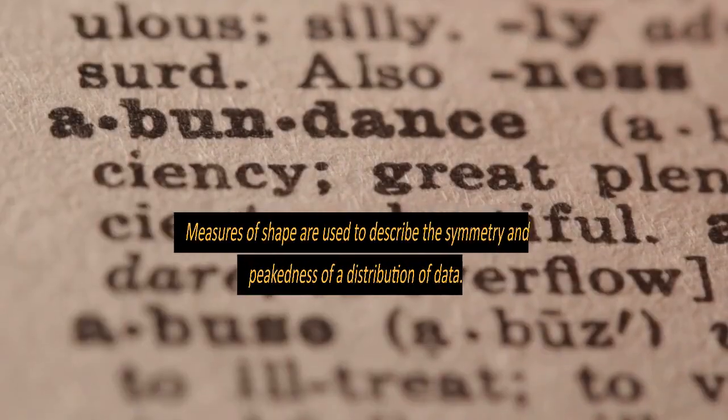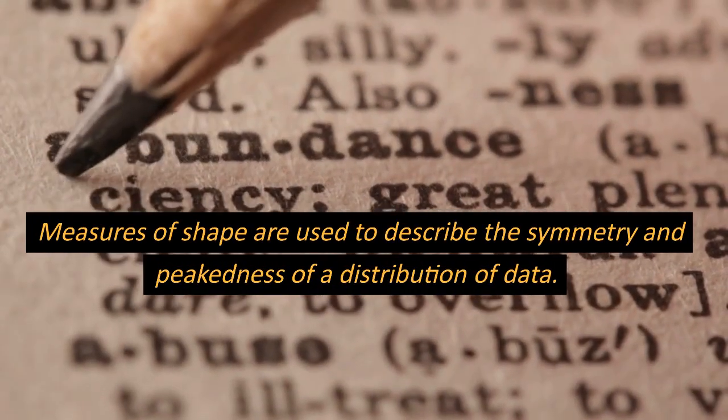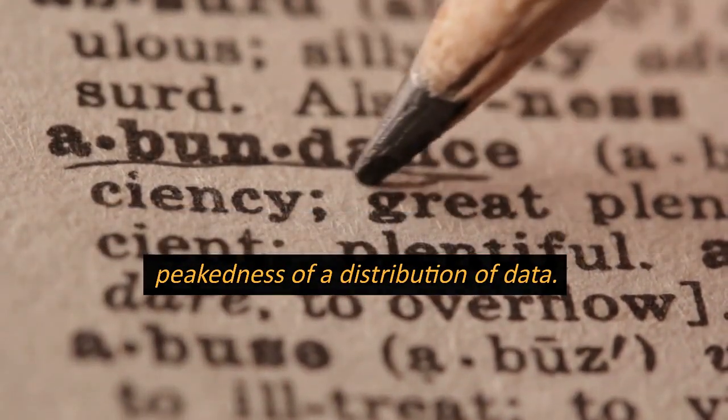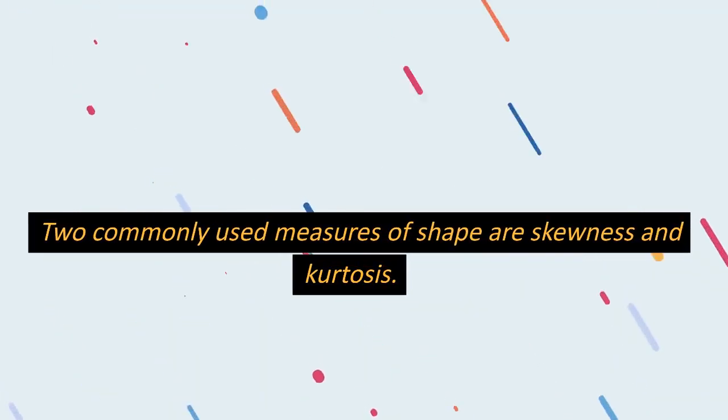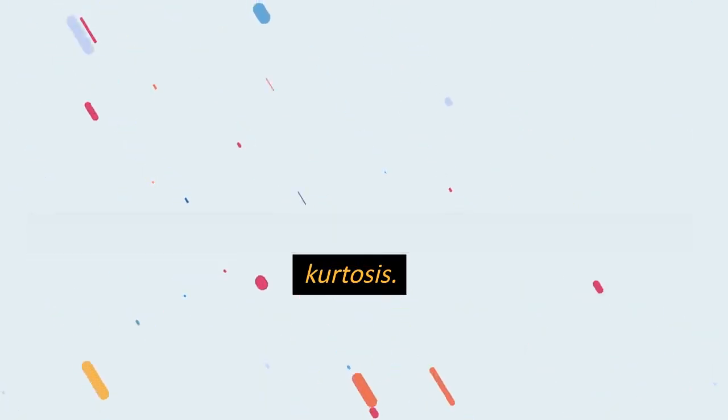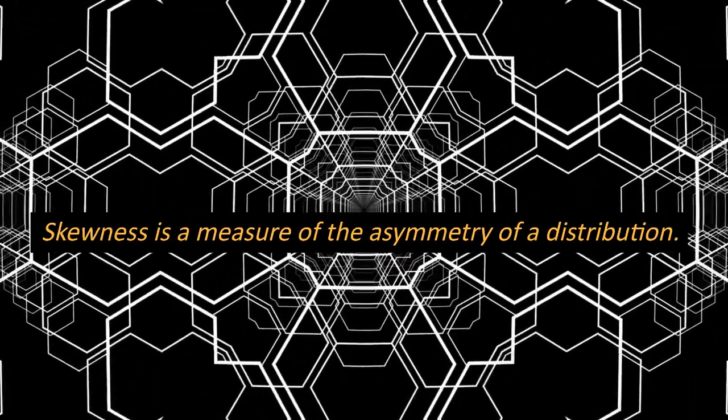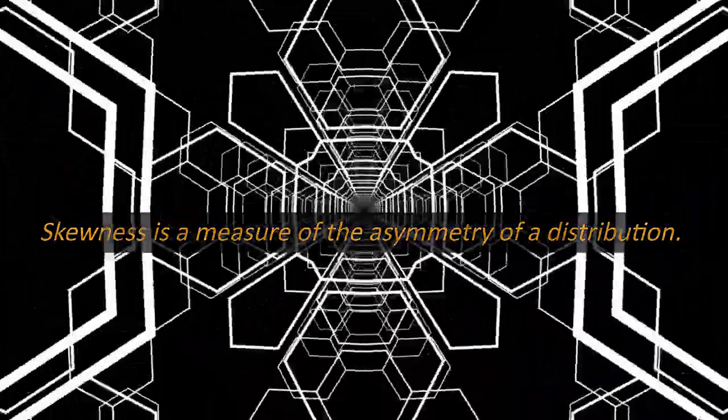Measures of shape are used to describe the symmetry and peakness of a distribution of data. Two commonly used measures of shape are skewness and kurtosis. Skewness is a measure of the asymmetry of a distribution.